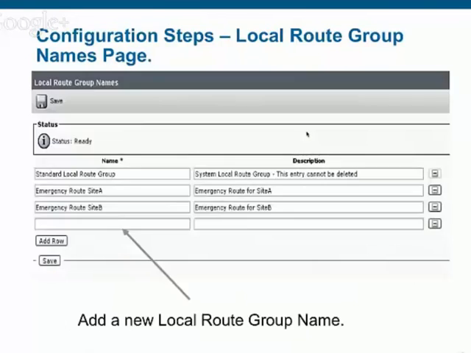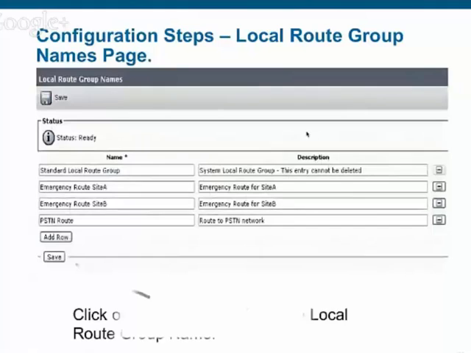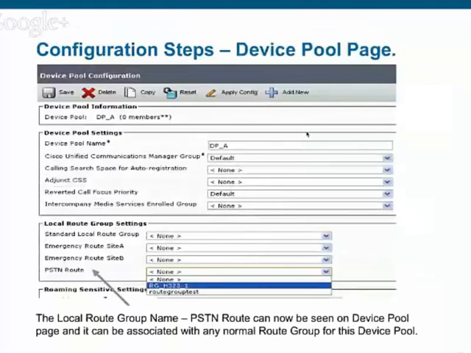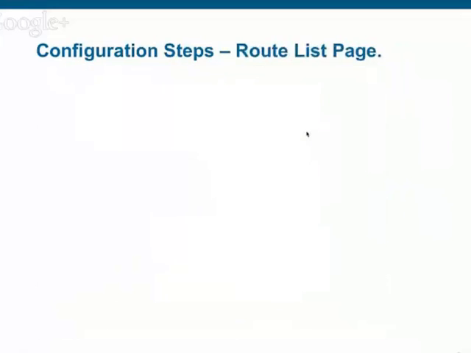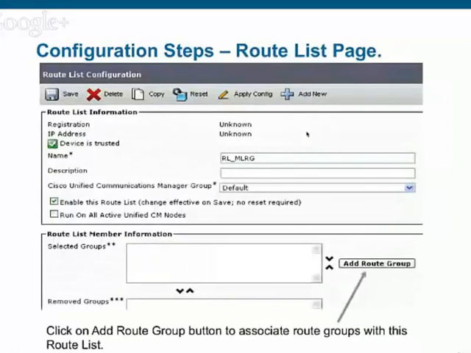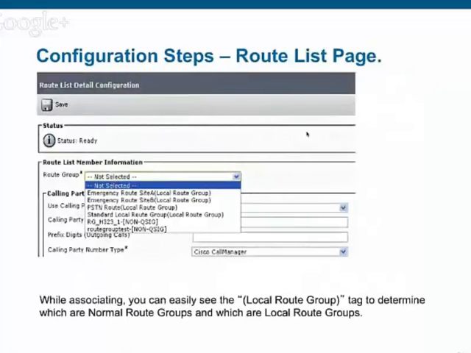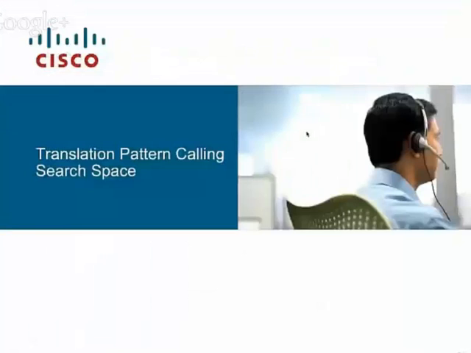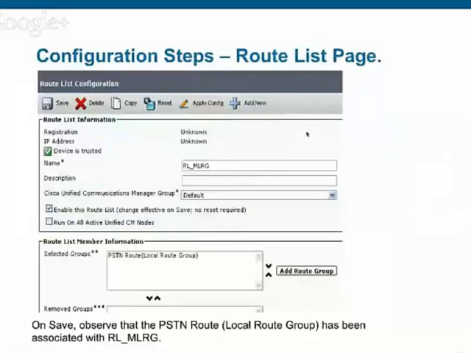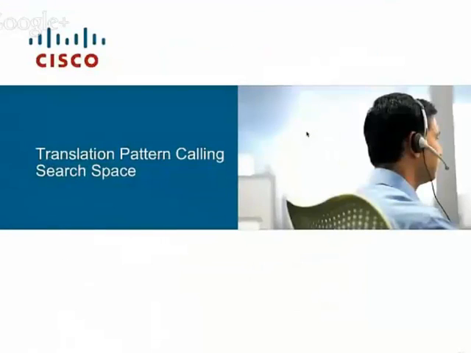So insert an entry row, add in the local route group name and description, and save it, and you will see it pop up on your device pool. There's no reset or anything required for it to pop up on the device pool. And once you're done with that, you can go to your route list page and save it there.